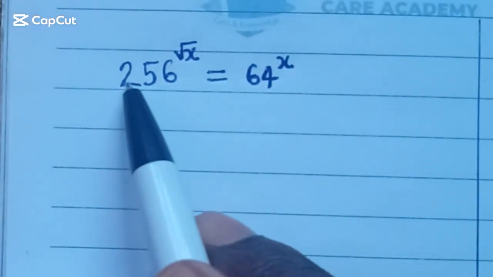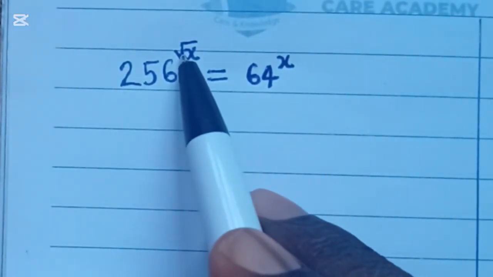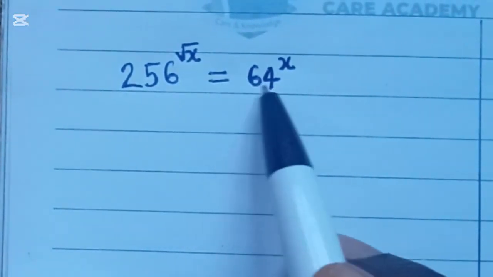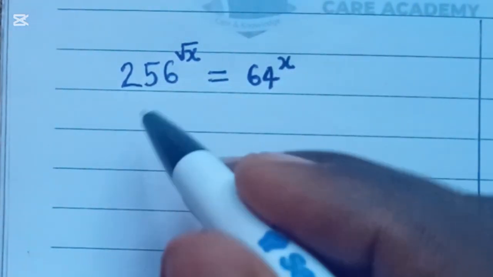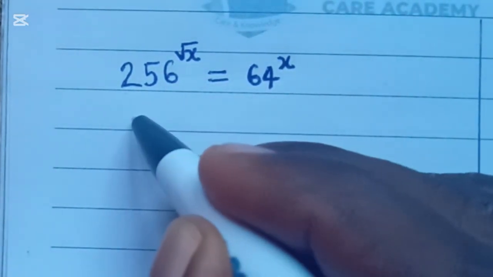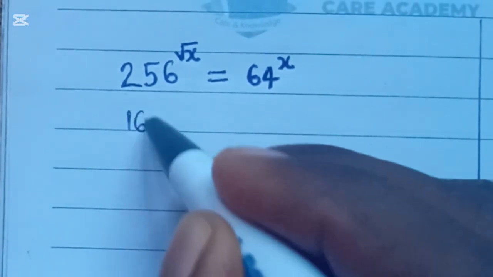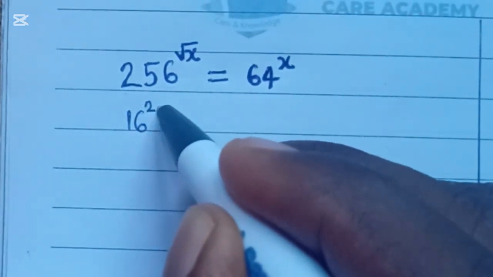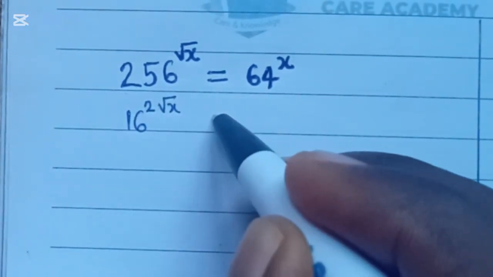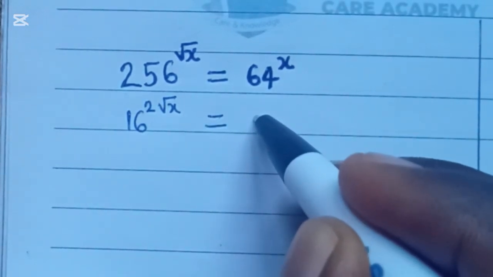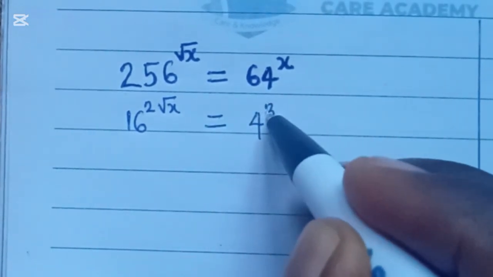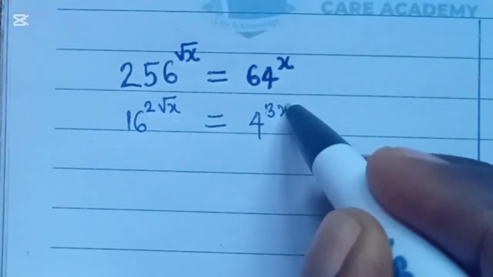So we have 256 to the power of the square root of x is equal to 64 to the power of x. So we can express the left hand side as 16 to the power of 2 times the square root of x, and then the right hand side we can express as 4 to the power of 3, and then to the power of x.